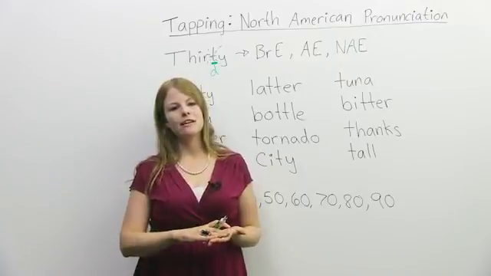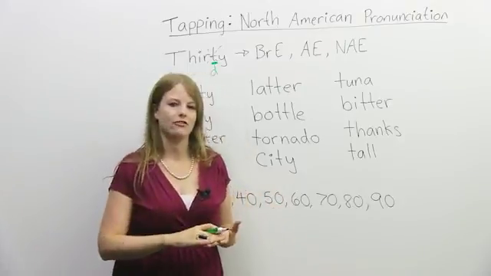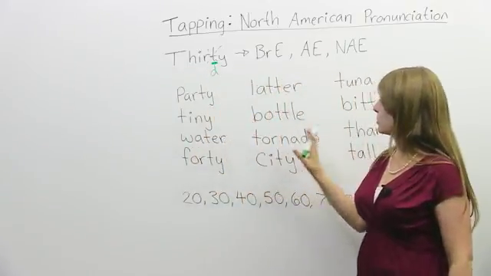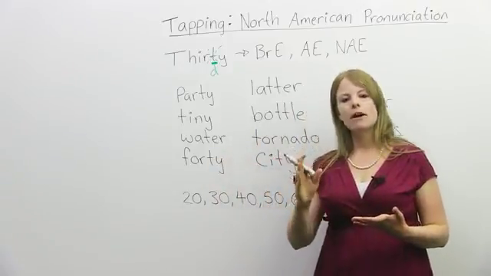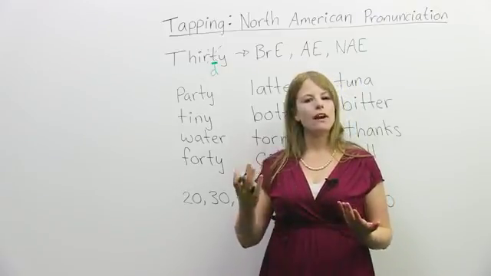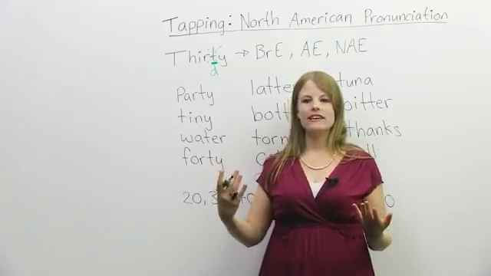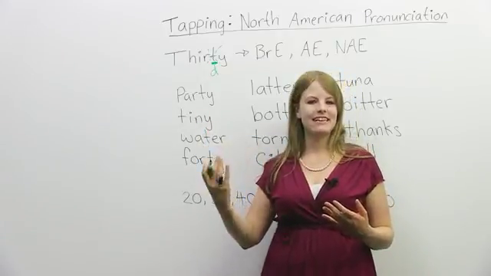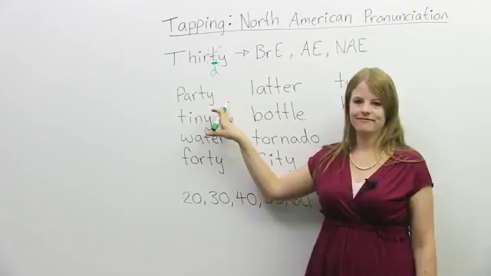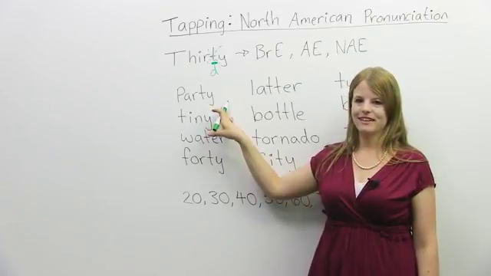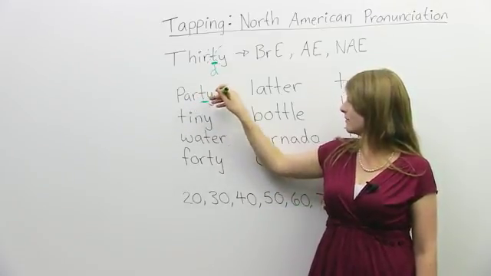So what's the rule for this? How do we know when to pronounce our T's like D's? Because this is going to focus on the North American pronunciation. Well, I have here a bunch of different words. All have the letter T in them. I want you to listen, and I want you to think about where T is pronounced like a D. So the first word, party. Party. If you said this is like a D, you are correct. So we have one here.